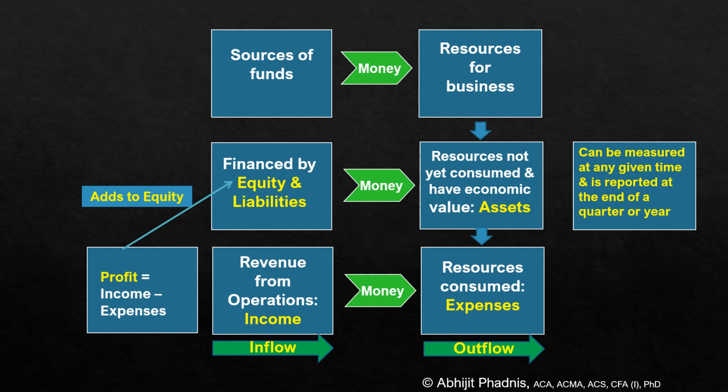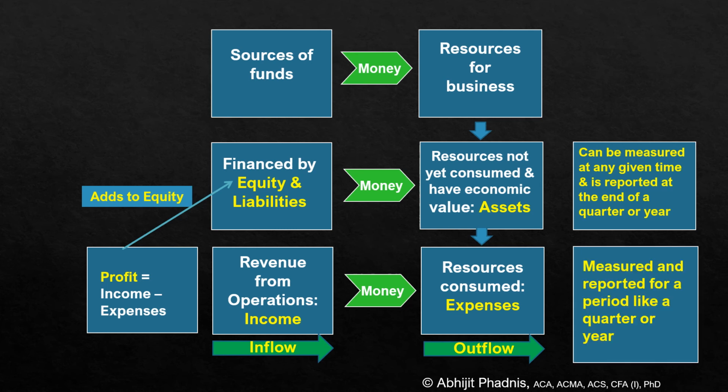On the other hand, income and expenses and inflow and outflow are measured and reported for a period like a quarter or a year, right? And the same thing is true about profits. Friends, with these simple 7 ideas, as I'm going to show you on the next slide, we can clearly understand the financial statements because it is these 7 ideas that are actually mapped to the financial statements, as we're going to see on the next slide.